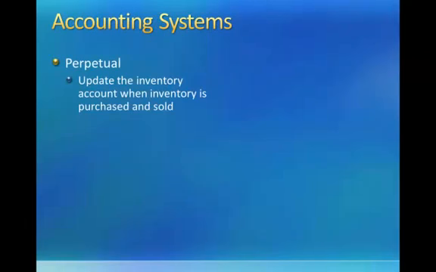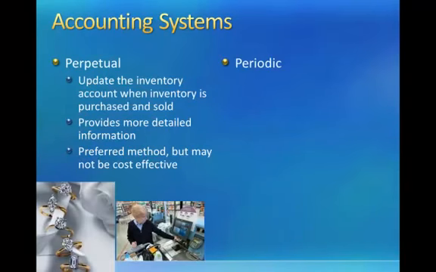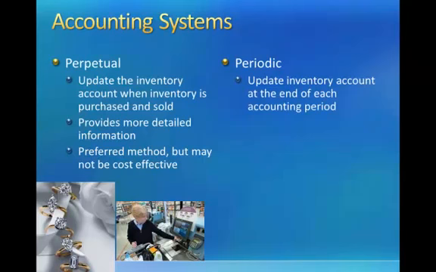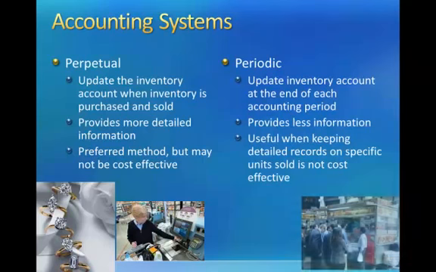Finally, we want to look at our accounting systems. We'll start by reviewing perpetual. Under the perpetual system, we update the inventory account when inventory is purchased and sold. It provides more detailed information, and it's preferred but may not be cost effective. Now we want to look at periodic. Periodic only updates the inventory account at the end of each accounting period. It provides less information, but it's useful when keeping detailed records on specific units sold is not cost effective.